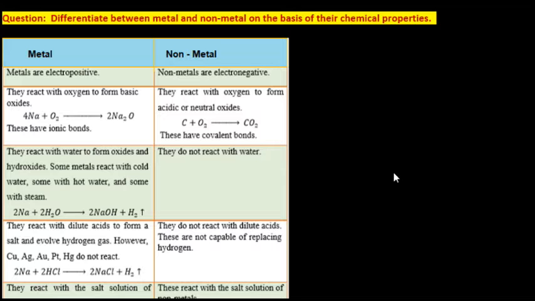Metals react with dilute acid to form a salt and evolve hydrogen gas. However, Cu, Ag, Au, Pt, Hg do not react. For example, 2Na plus 2HCl gives 2NaCl plus H2. Nonmetals do not react with dilute acid. These are not capable of replacing hydrogen.